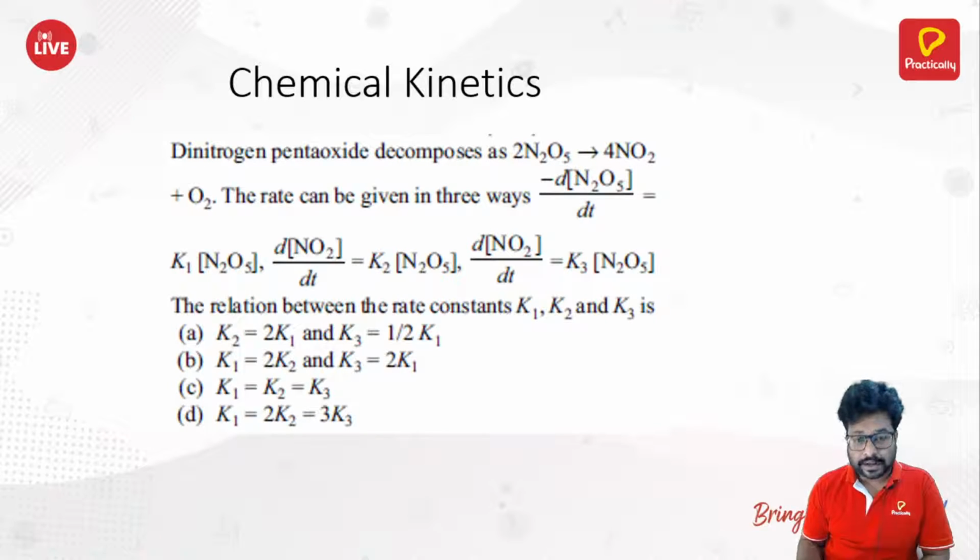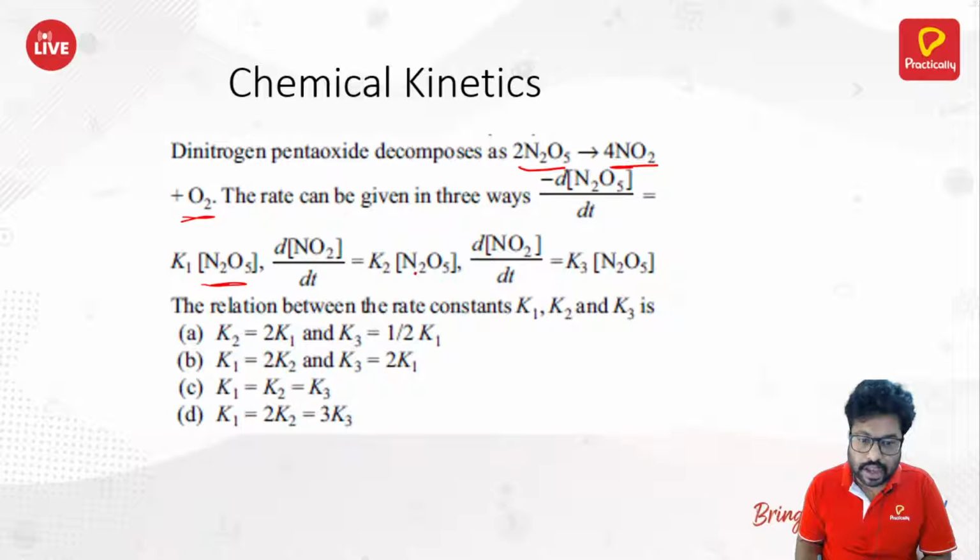Dinitrogen pentoxide, which is 2N2O5, decomposes to give you 4NO2 plus O2. The rate can be given in 3 ways. Decrease in concentration of N2O5 is equal to K[N2O5]. Increase in concentration of NO2 is equal to K[N2O5]. And increase in concentration of, actually it is not NO2, it has to be O2. Actually it has to be O2.